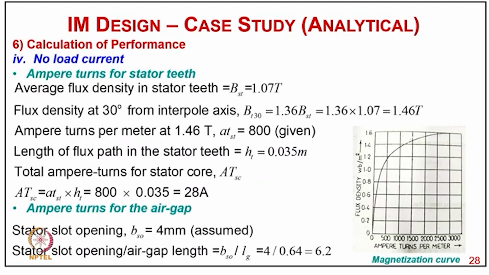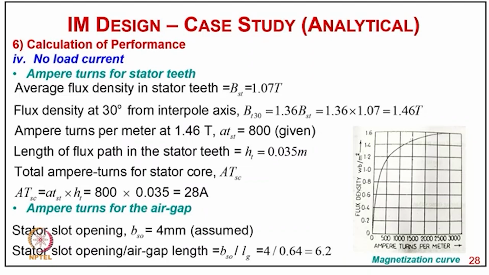ampere per meter, and the length of flux path in stator teeth is HST, that's 0.035 meter. So the total ampere turns of stator teeth will be capital ATST equal to small ATST into HST. So putting the value, it comes to 28 ampere. Now coming to ampere turns for the air gap, which is the major component.